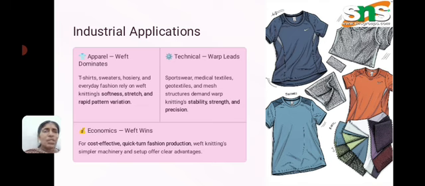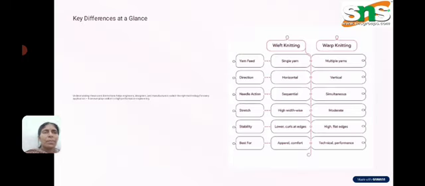Then warp leads to sportswear, medical textiles, geotextiles, and industrial demand for warp knittings: stability, strength, and precision. Economical weft wins. For cost effective, quick turn fashion products, weft knitting is preferred, as similar machinery and setup offer clear advantages.